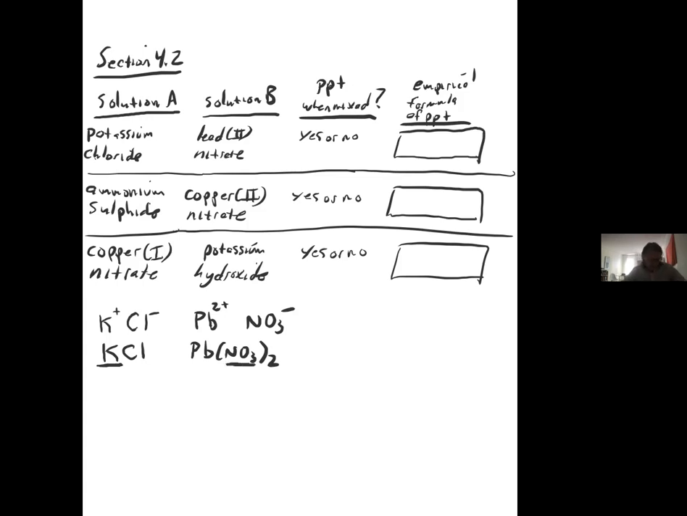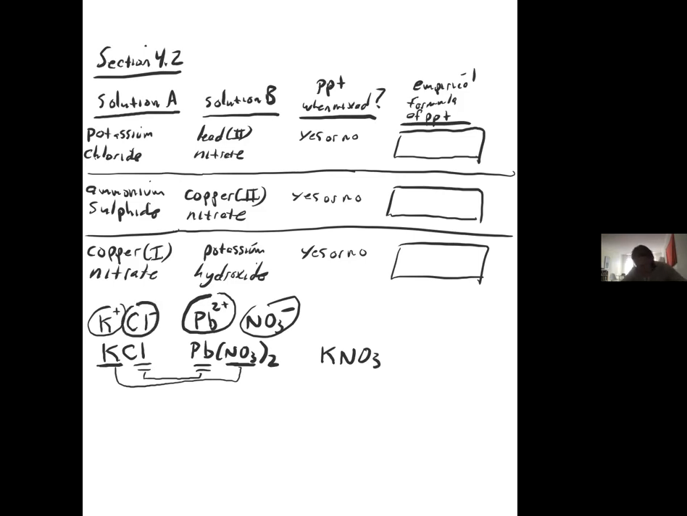Okay, so metal, non-metal. They're switching partners. Metal, non-metal. So those two are going to go together, right? You're switching partners. Okay. So what you get then is you get the K plus with the NO3 minus. So you get KNO3. You get the Pb plus 2 with the chloride. PbCl2. Why PbCl2? Because the Pb is +2 and the Cl is -1, so you need 2 of the chlorides.